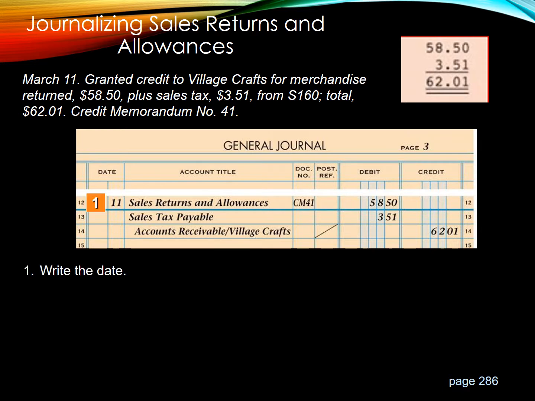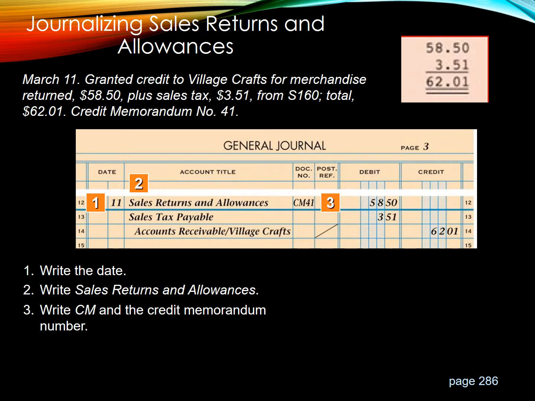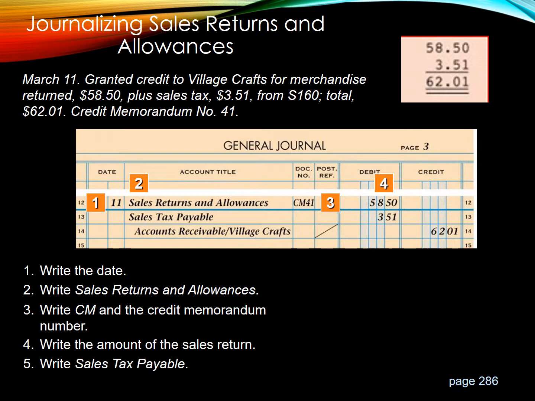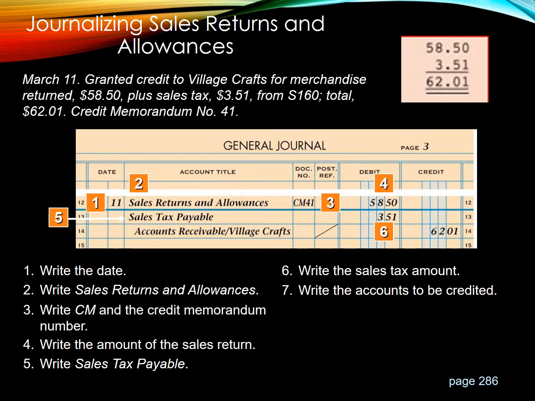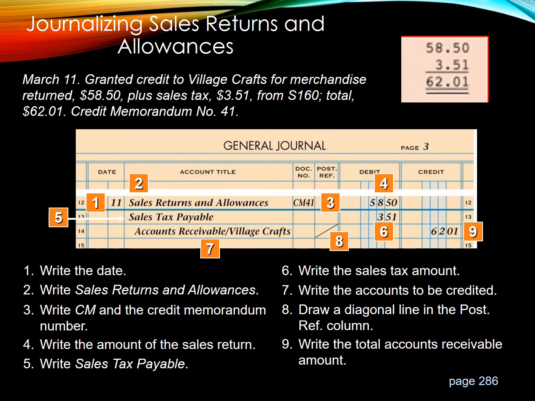So we write the date, we write sales returns and allowances, we write the credit memo, we write the amount of sales return, we record the sales tax payable, we write the sales tax amount, we write the account to be credited, and we draw a diagonal line in the post reference column, and finally we write the total accounts receivable amount.